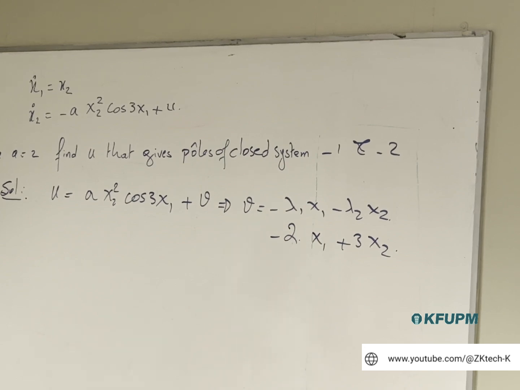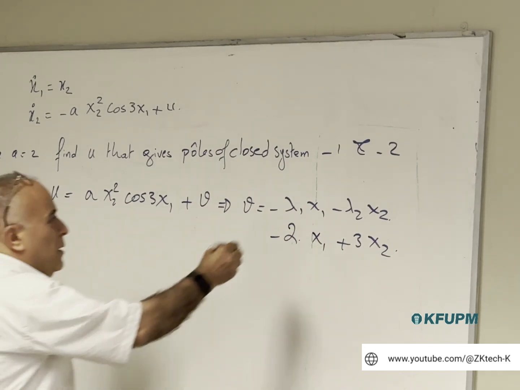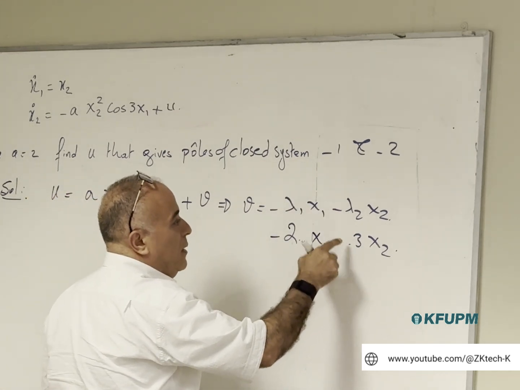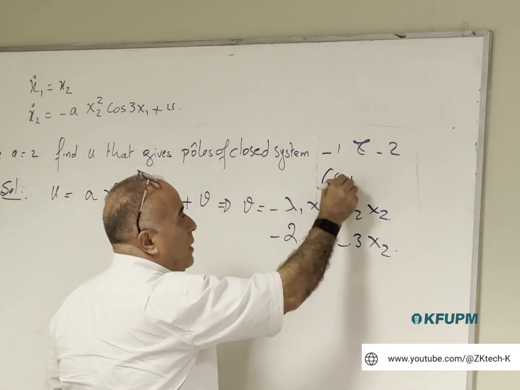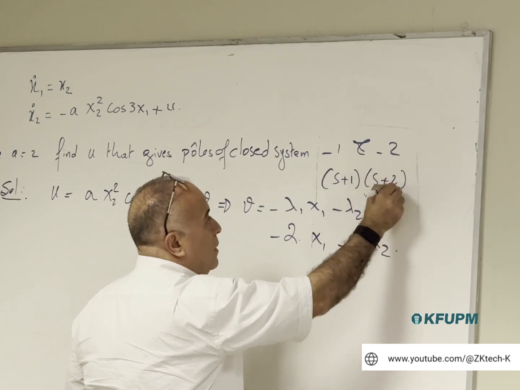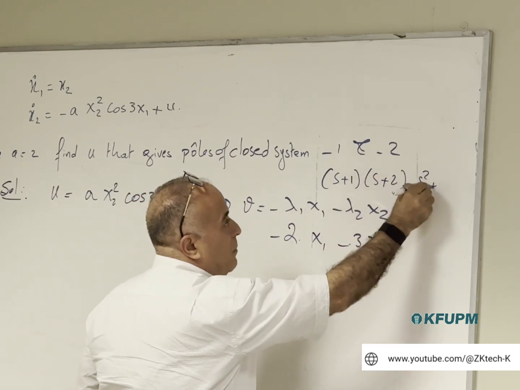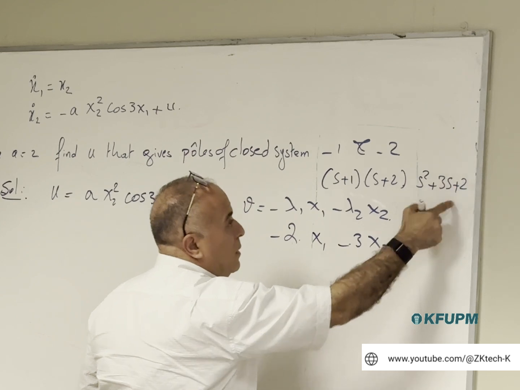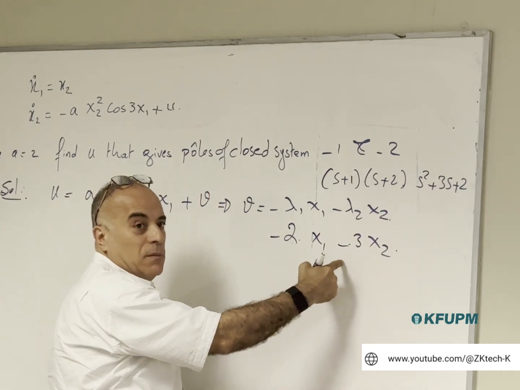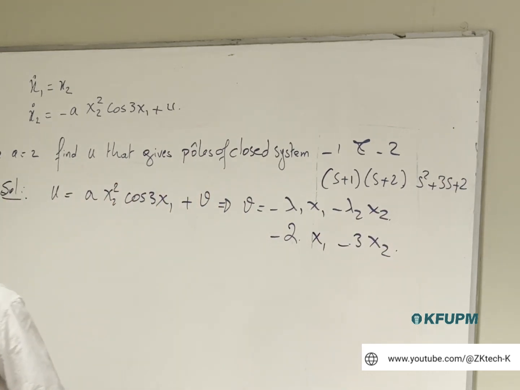How can we find minus 2 and minus 3? You can find it later if we made a mistake. In fact, you have s plus 1 multiplied by s plus 2, so this will give you s squared plus 3s plus 2. Canonical form: minus 2, minus 3. Everybody's okay with this? So we are done with the controller.